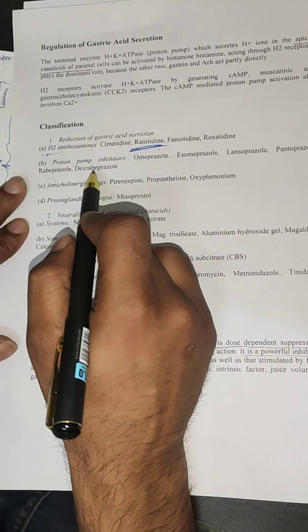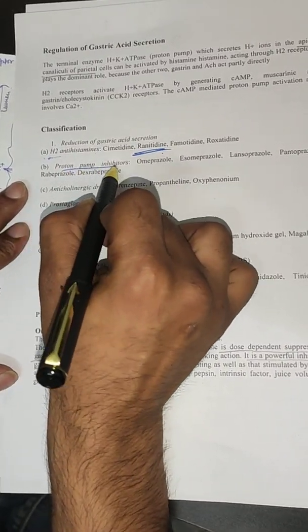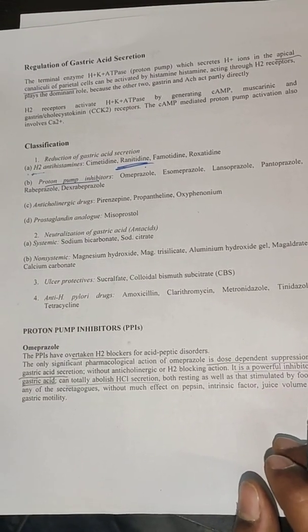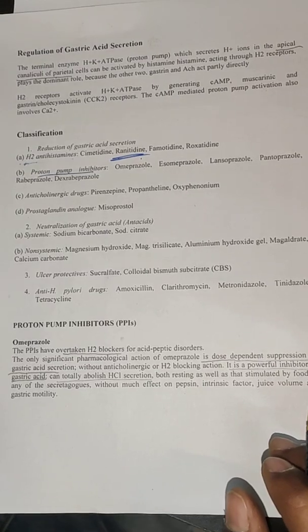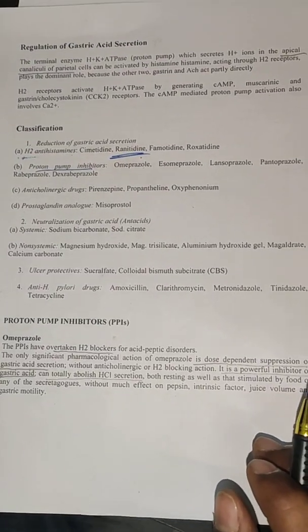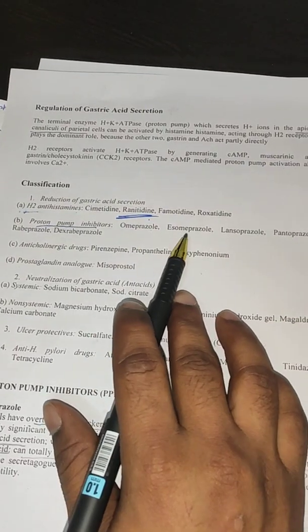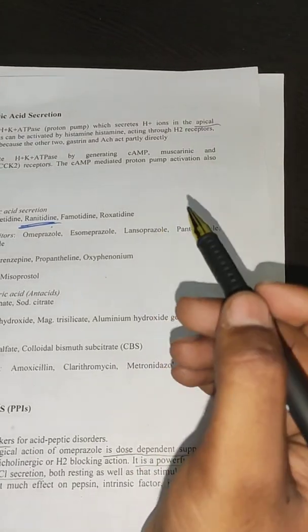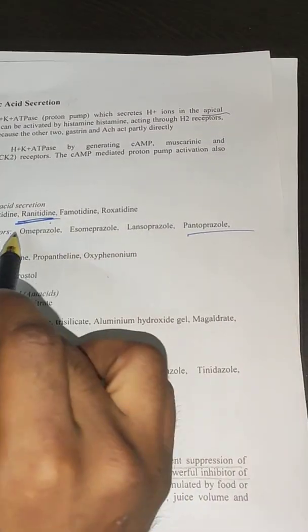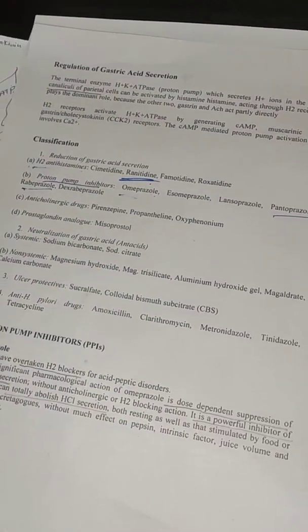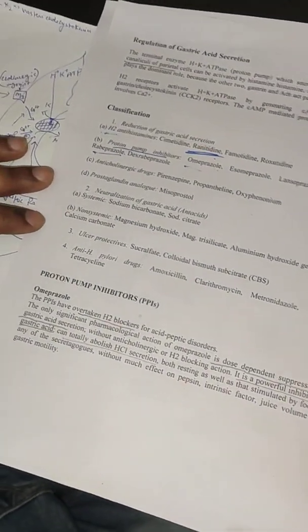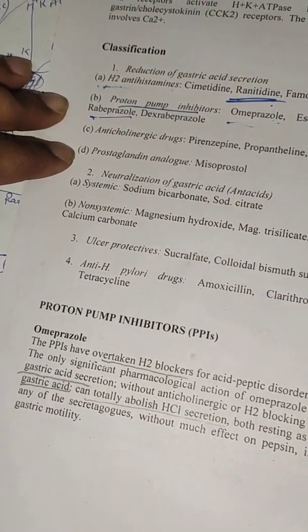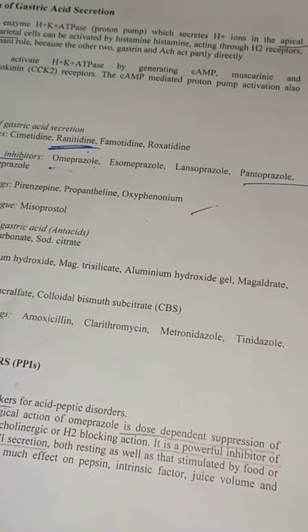Next is the proton pump inhibitor, PPI. In PPI, we block the proton pump so that it doesn't allow hydrogen ion. The proton pump inhibitors are omeprazole, esomeprazole, lansoprazole, pantoprazole, with which you may be familiar, and rabeprazole. So these are proton pump inhibitors. And likewise, anticholinergic drugs and prostaglandin analogs are also drugs for this purpose.